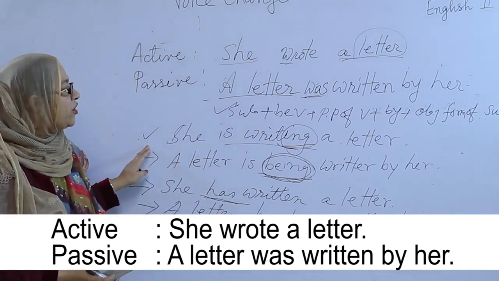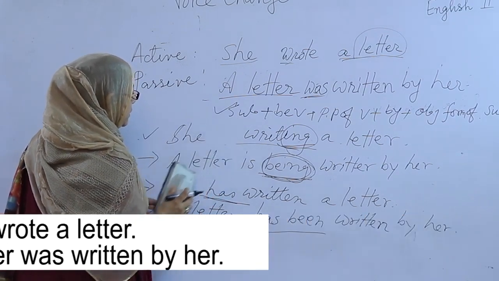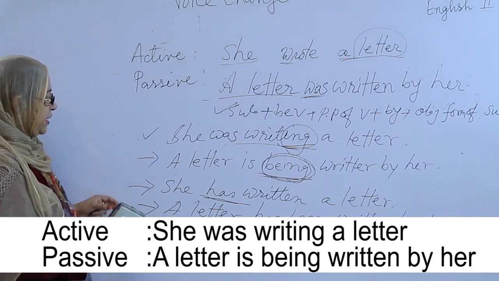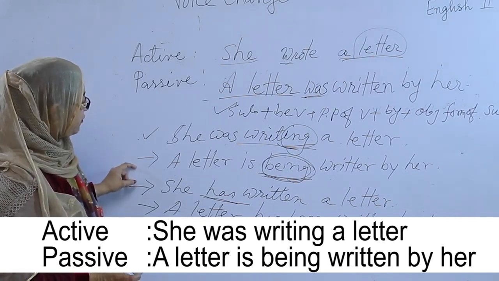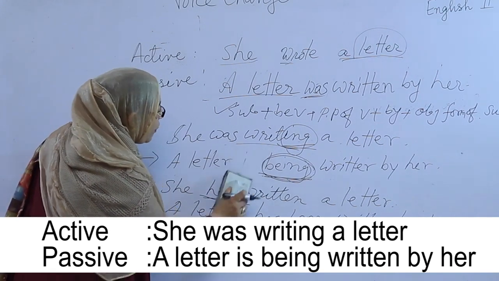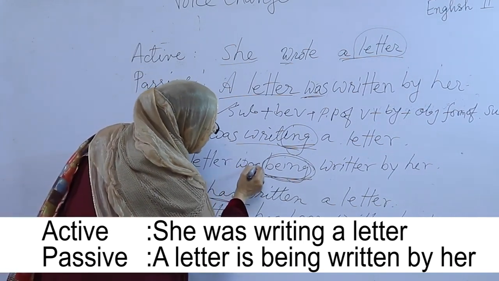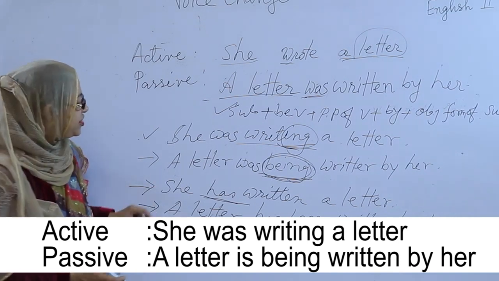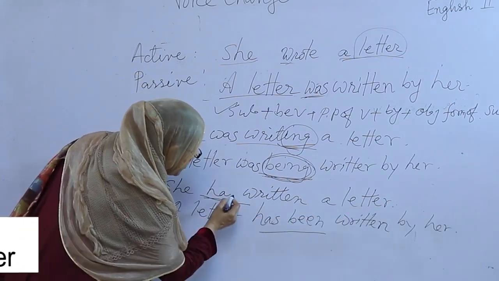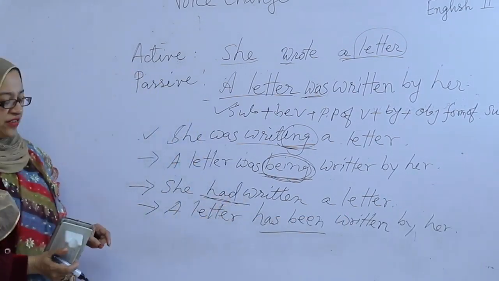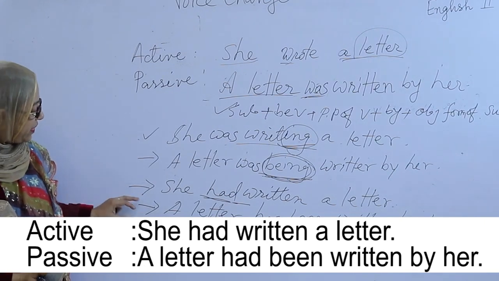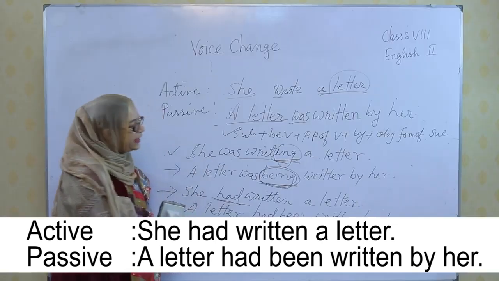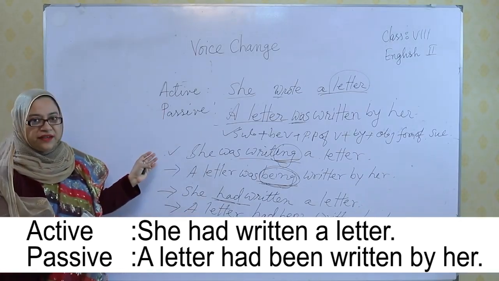And then we see the continuous form, past continuous: she was writing a letter. When I change it into passive, I only change to a letter was. A letter was being written by her. And then the past perfect form: she had written a letter. When we turn it into passive, we only change to a letter had been. So, it is easy, very easy if you concentrate on it.